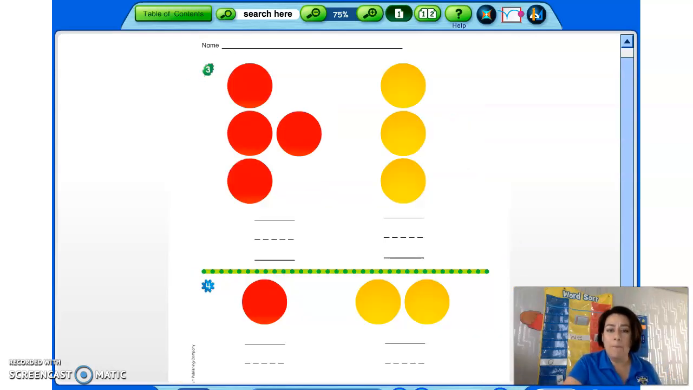Next page. Very good. Okay, right here we have to do the same thing, okay? Listen up. Directions 3 through 4. Count and tell how many in each set. Write the numbers. Compare the numbers. Circle the number that is less.